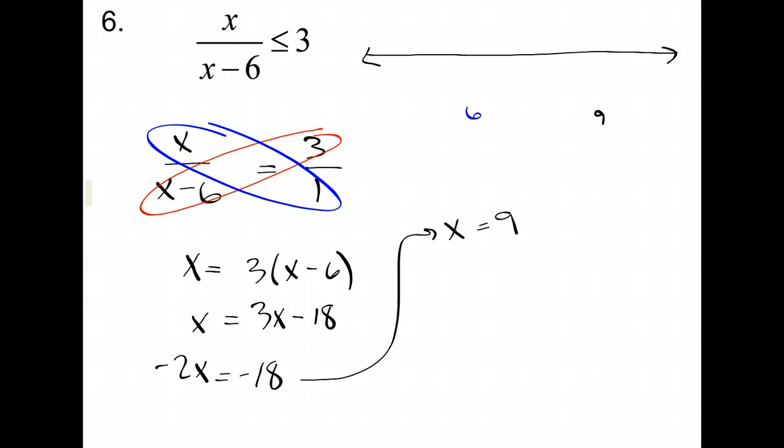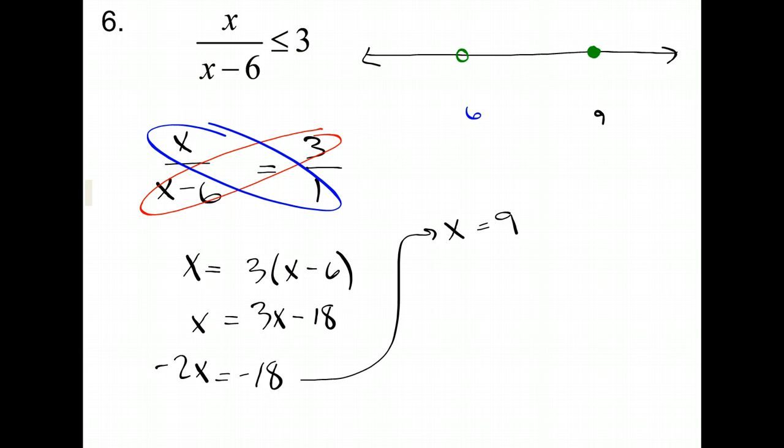So 6 and 9 are the circles. Are they going to be filled in? Can they be filled in, yes or no? One of them can, the 9 can. And why can't the 6 be? Because if it equals 6, it's going to be dividing by 0. If it divides by 0, then we have undefined. It's not defined to divide by 0.